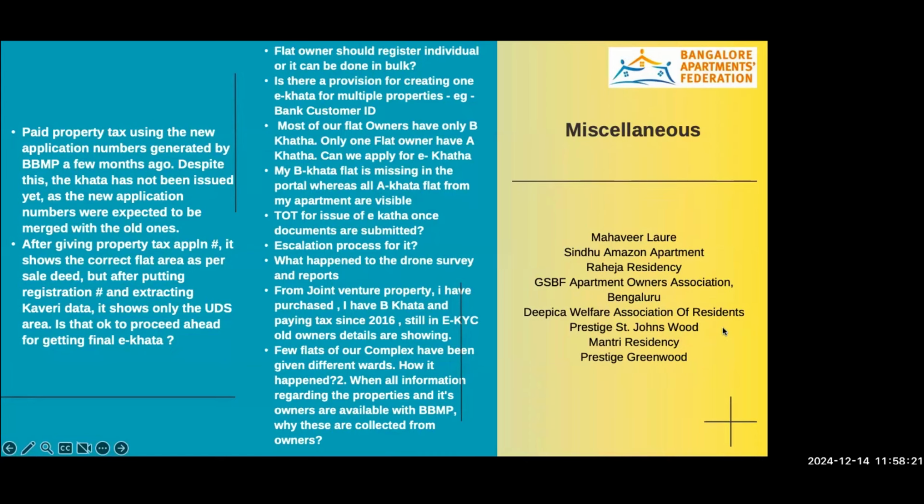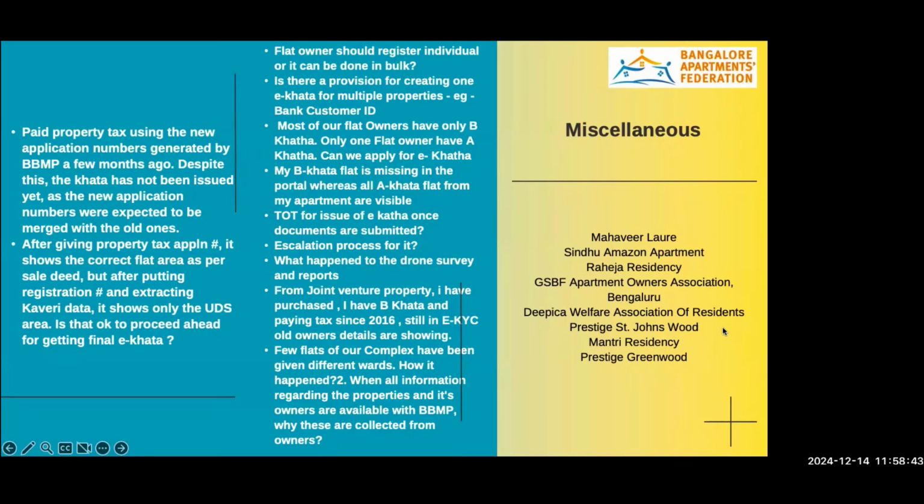After giving the property tax application number, it shows the correct flat area as per the sale deed. After putting the registration number and extracting Kaveri data, it shows only the ODS data. Is it okay to proceed? You proceed ahead with the final e-Khata. If any information is wrong, you can get it corrected by going to the ARO office later.